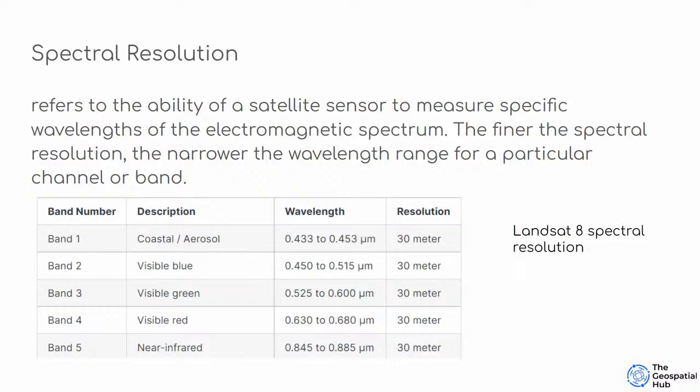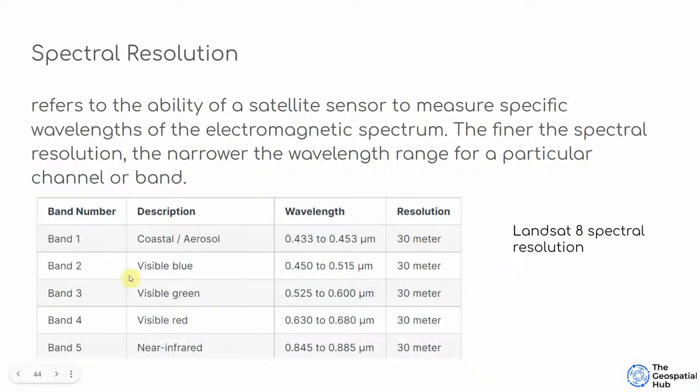Then it assigns those bands names such as red, green, blue, and near infrared. So for the image, this is Landsat 8, and we have the spectral resolution. For band 1, which is the coastal band, the spectral resolution is from about 0.433 to about 0.453 micrometer, and the spatial resolution is 30 meter.